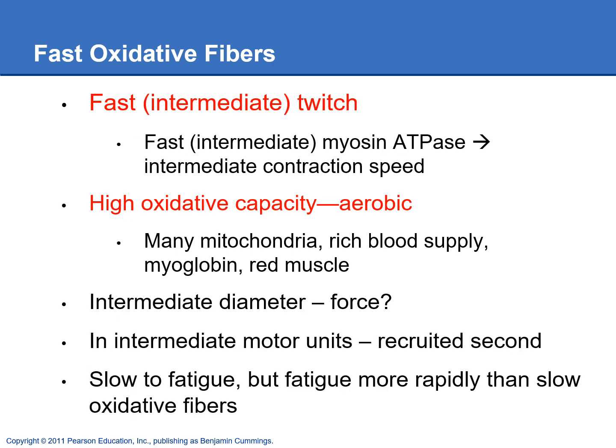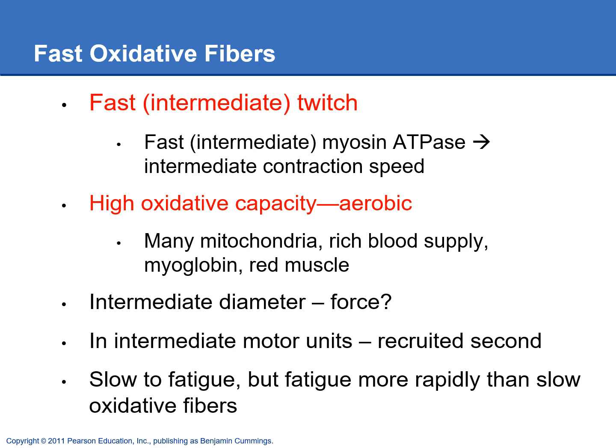The fast oxidative fibers are kind of in between the slow oxidative fibers and the fast glycolytic fibers. So they're fast or intermediate twitch. So their myosin ATPase has an intermediate contraction speed. They are oxidative fibers, so they do use their mitochondria and do aerobic respiration to make their ATP. They have a big blood supply, lots of mitochondria. They have myoglobin, and this will be dark meat.